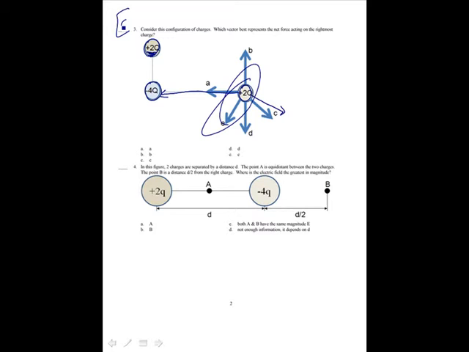In this figure, two charges are separated by a distance d. The point A is equal distance between the two charges. Point B is distance d over 2. So points A and B are the same distance from the negative 4q charge. Where does the electric field have its greatest magnitude?